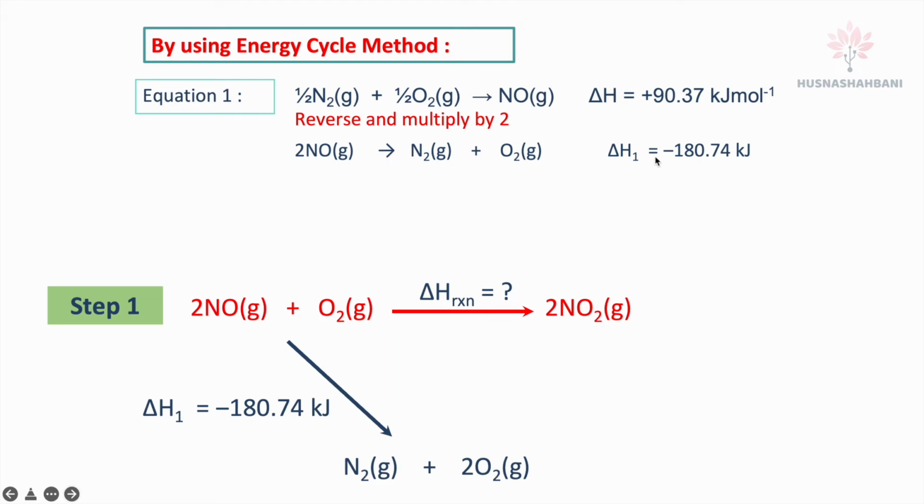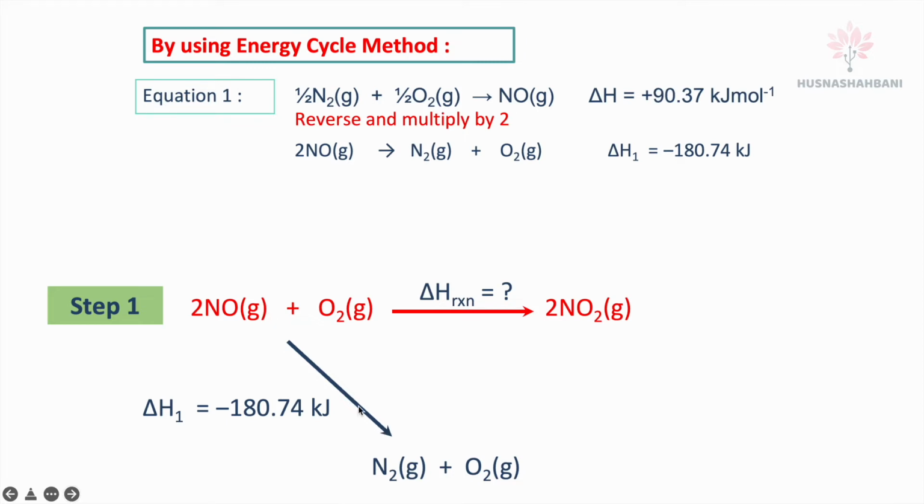When you've already calculated this, focus on the reactant 2NO. The products are 1 N2 and 1 oxygen. So here you have reactant 2NO, and draw this arrow to become the product, 1 N2 plus 1 oxygen, and delta H1 equals negative 180.74. You have to label the delta H for your rearranged equation here.